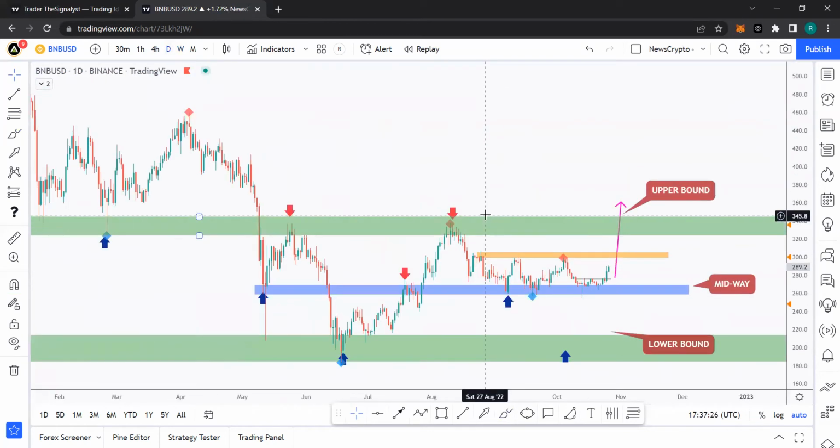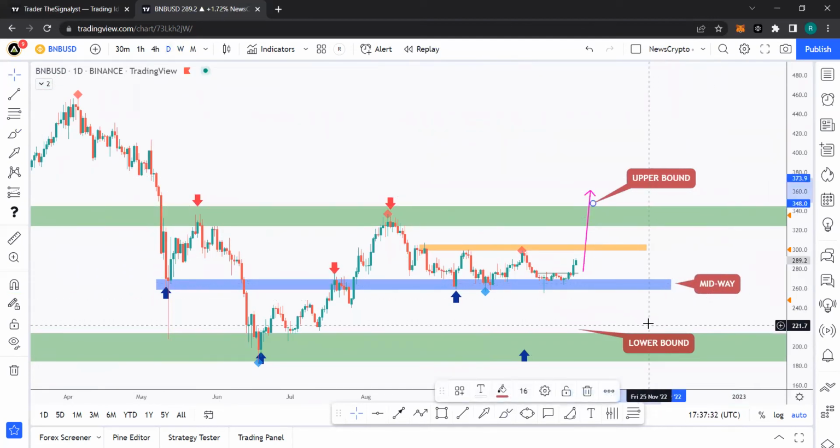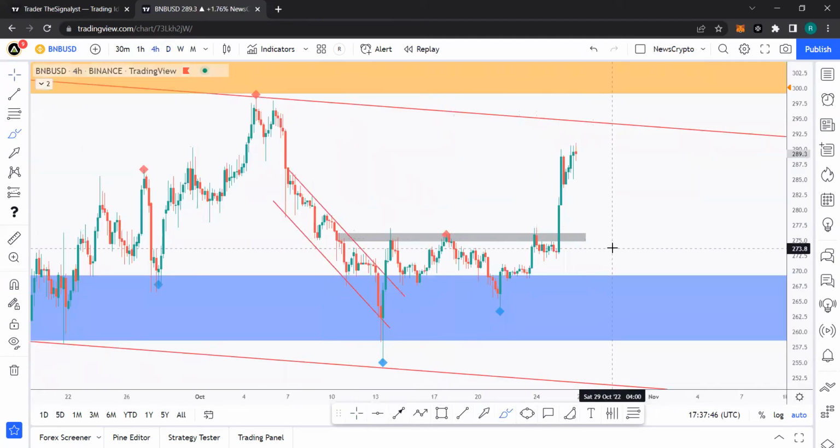If you go to BNB, as I mentioned, just like Ethereum, we have a midway, upper bound, lower bound. For the bulls to take over from a long-term perspective, we need to see a break above this high right here. From a medium-term perspective, above this high. From a short-term perspective, above this high, which is from the H4 time frame.